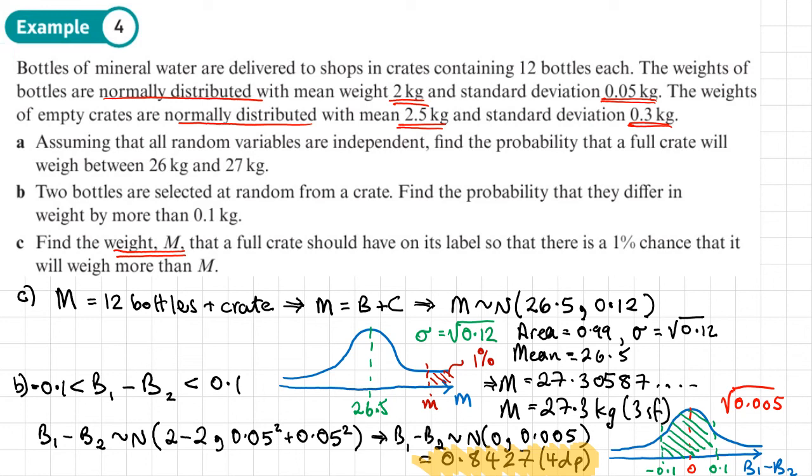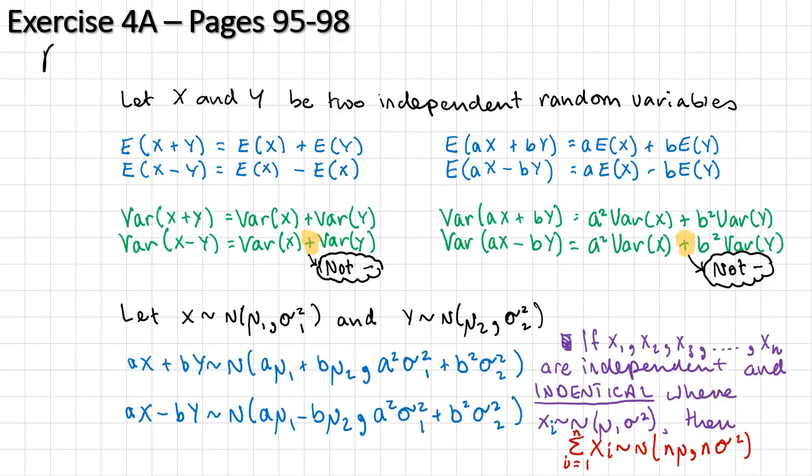So sometimes you get questions where you need to use inverse normal, and I find that if you draw a diagram, it makes the whole process much easier, because you can physically see what it is that you need to work out, much easier than just trying to read it and go straight into the working. So you should now be able to do exercise 4A on pages 95 to 98 of the textbook, and I've just put here the rules that we used as a quick recap, but this is also on the first slide.